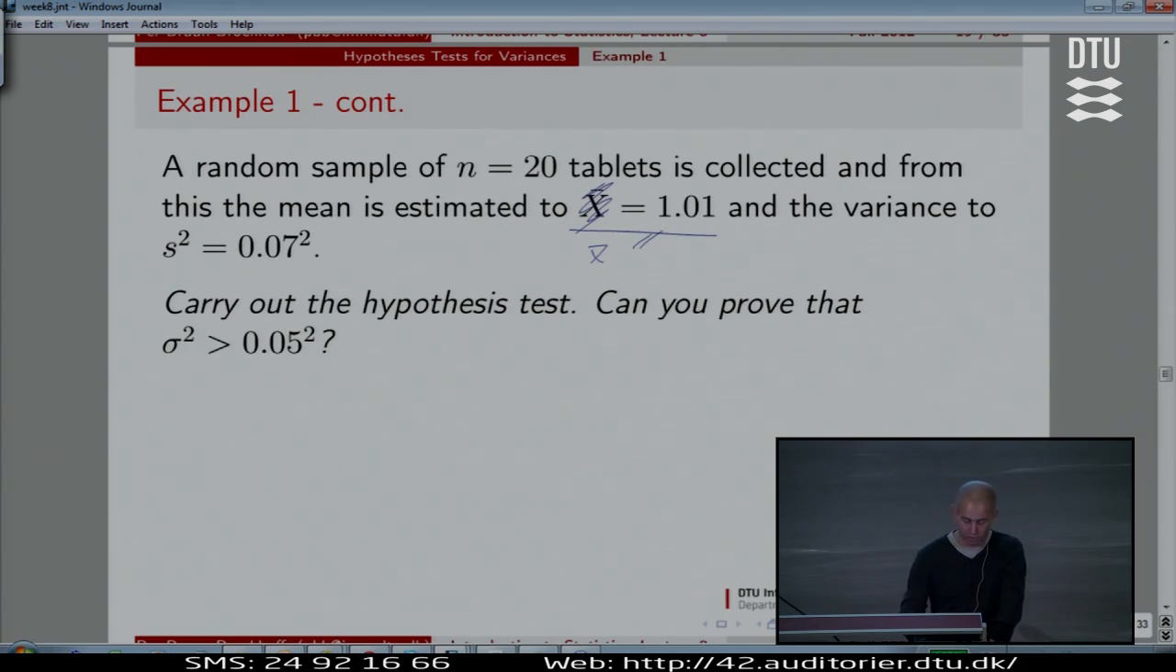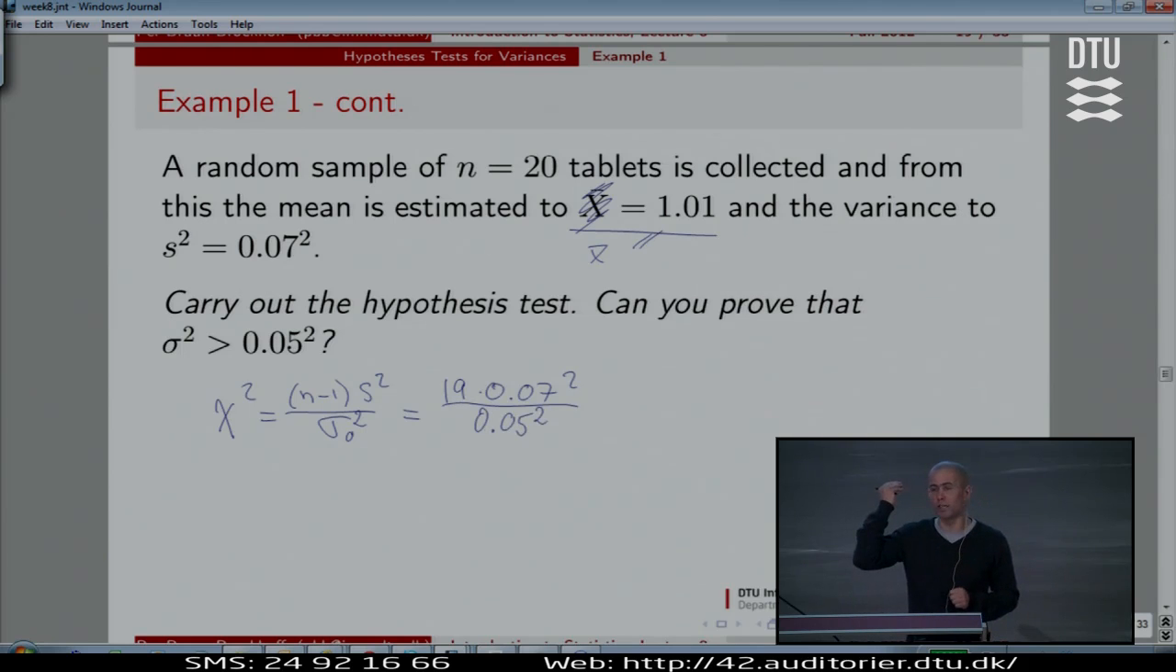Carry out the hypothesis test. What was it? It was n minus 1 times s squared, like this. 19 times 0.07 squared divided by the claimed variance, right? So we measure, in a way, you can see this is a measure of how much larger the observed variance is compared to the claimed variance. I would say that makes sense to compute this number somehow. It expresses how bad is it really? What is the number?